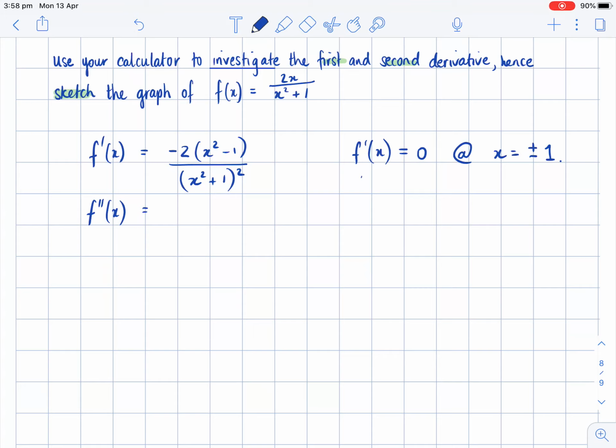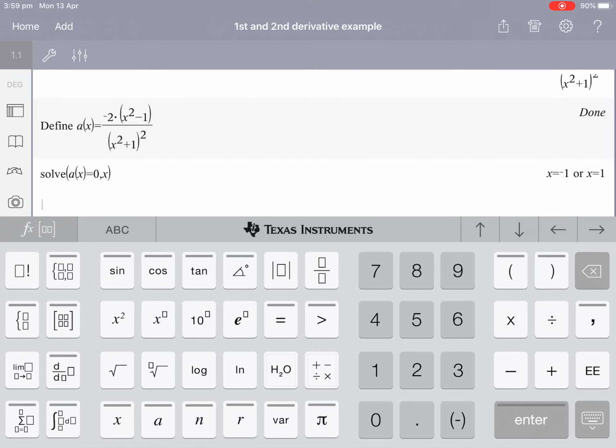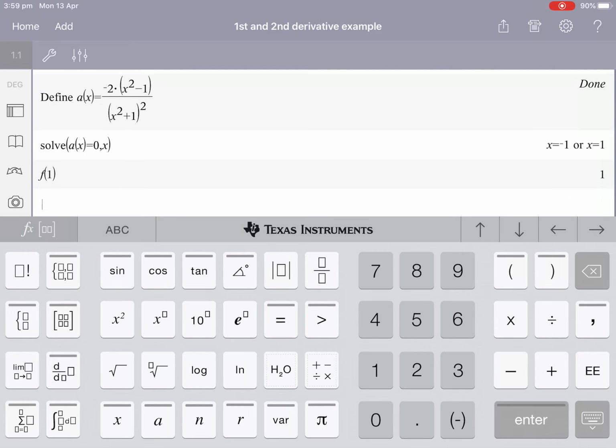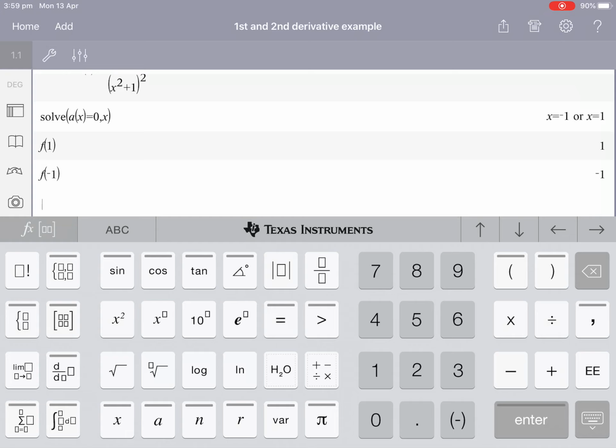All right, well, what does the equation equal when x was 1? So I can use my calculator here and go back, and because I've defined that equation, I can just say, okay, what is f at 1? Okay, it equals 1. So I've got when x equals 1, y equals 1. What about at negative 1? So f at negative 1. I missed my bracket there. Okay, when x equals negative 1, y equals negative 1.